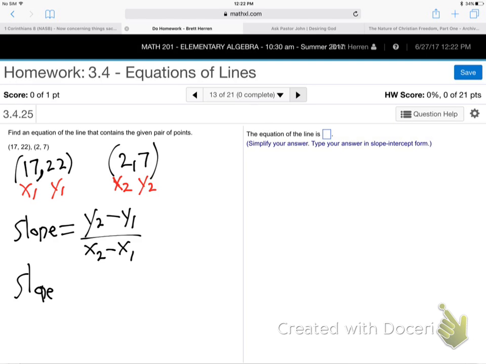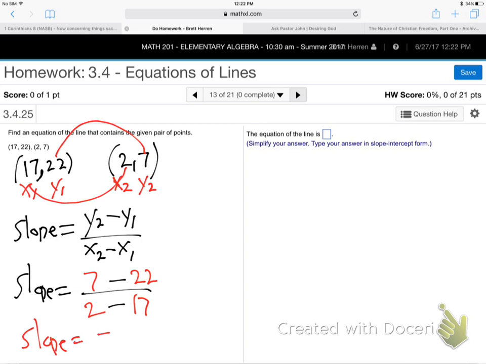So slope will equal y2 minus y1, 7 minus 22, over x2 minus x1, 2 minus 17. Good? So that's minus 15 over minus 15. So it's plus 1? Slope just comes out plus 1. That was convenient. Good so far? Did you guys get slope plus 1? Two negatives make positive. 15 over 15 is 1.